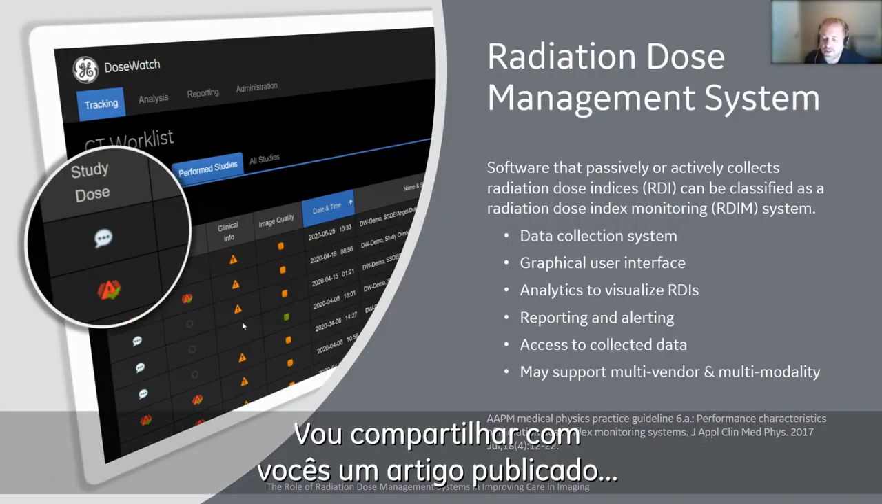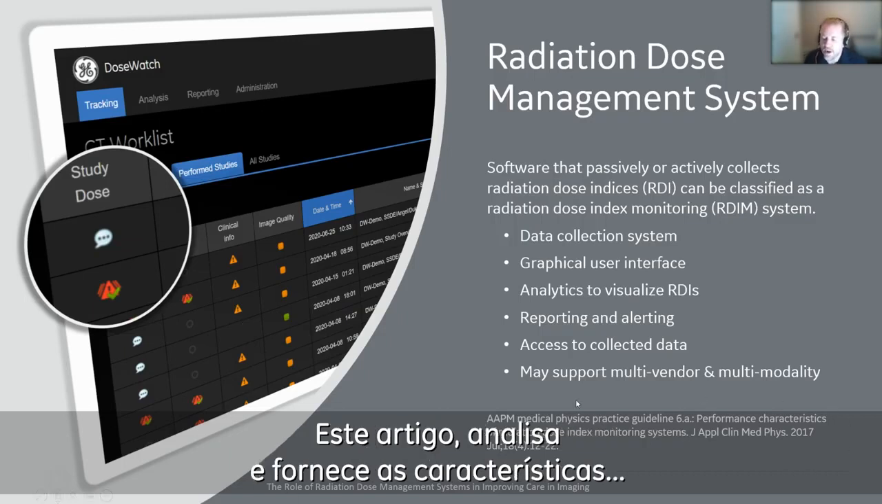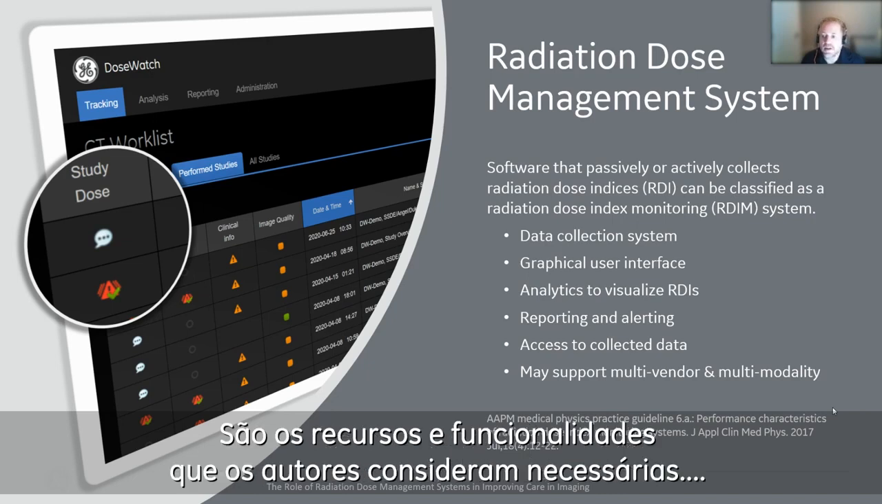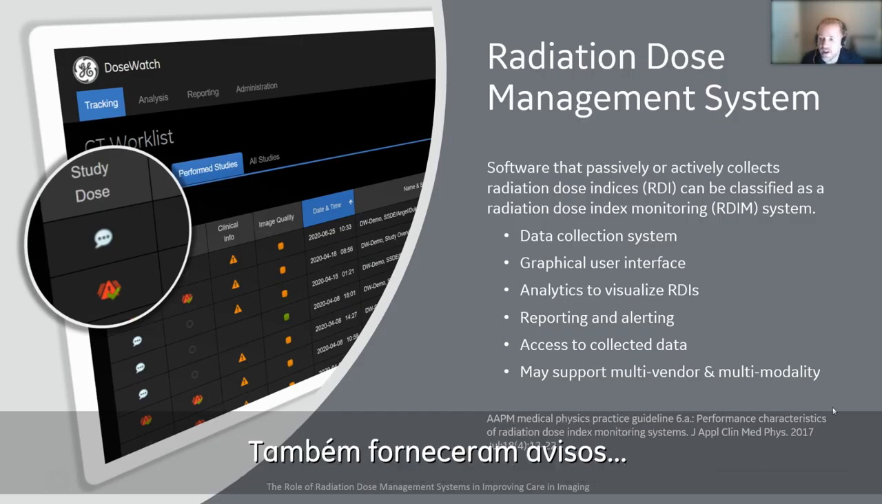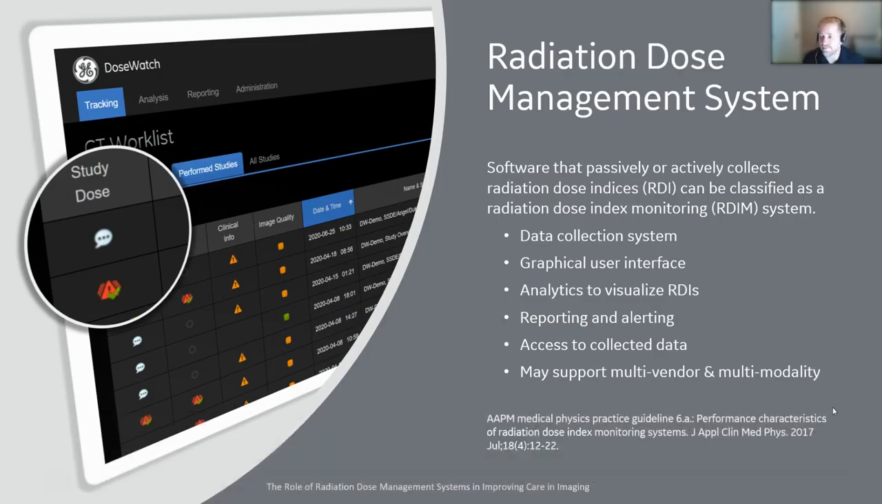I wanted to share with you first an article published by the American Association of Physicists in Medicine, highlighted here at the bottom. In this article, they provided characteristics of these dose management systems, what they felt were necessary features and functionality, and also some warnings on how they should not be used in the practice of medical imaging.